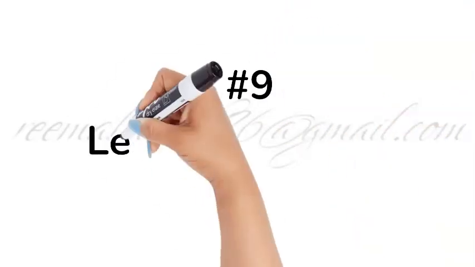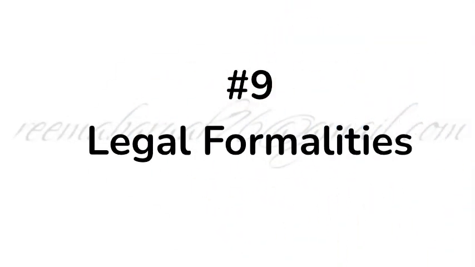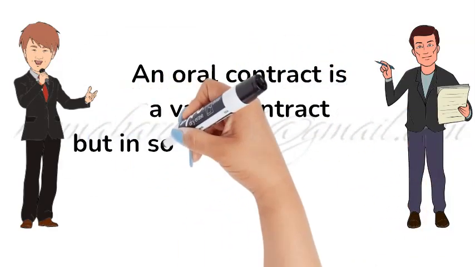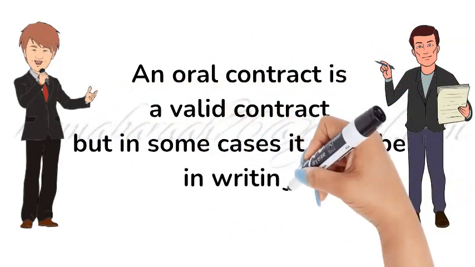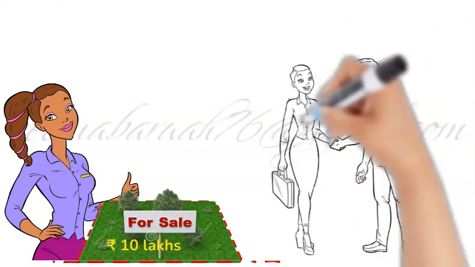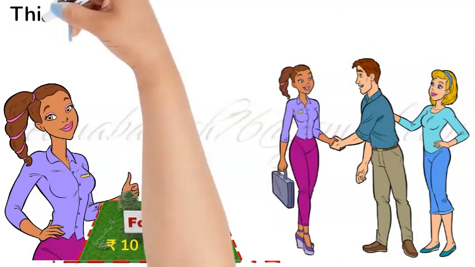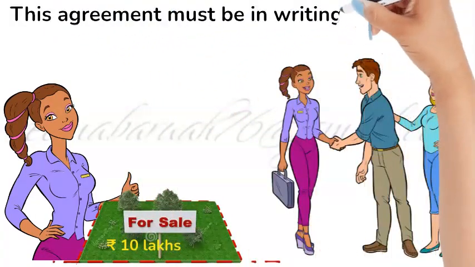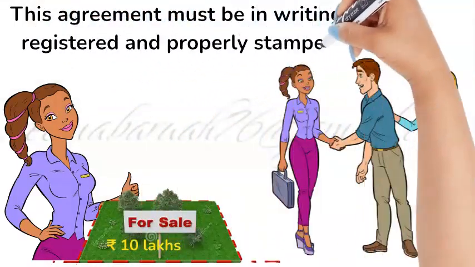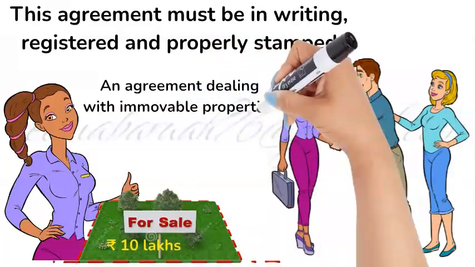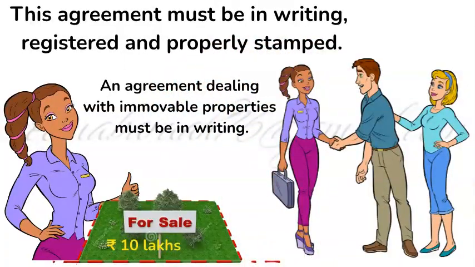Next essential, legal formalities. An oral contract is a valid contract, but in some cases it must be in writing. Example: Deepika agreed to sell a plot of land to Mahesh for rupees 10 lakhs. This agreement must be in writing, registered and properly stamped. An agreement dealing with immovable properties must be in writing.